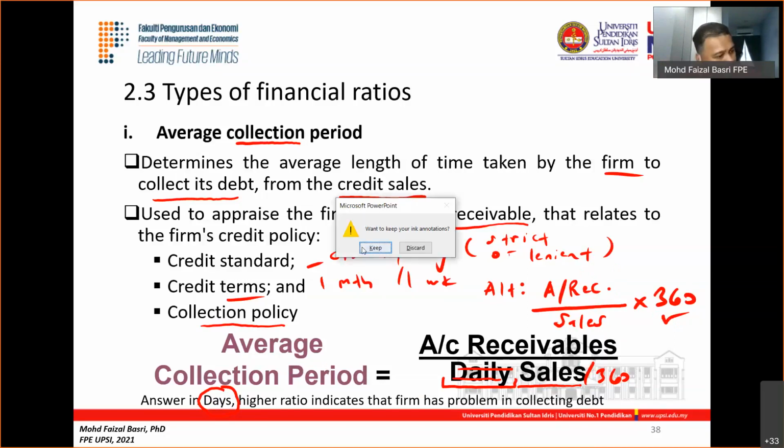Sorry, sir. Is it multiply or divide? For the alternate version, you multiply with 360. For the original one here, you divide the sales volume only. Okay, I'll show you afterwards. Let's look at an example.